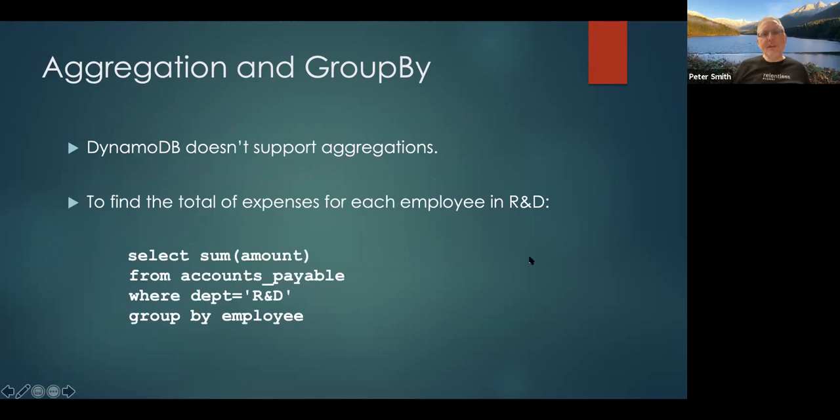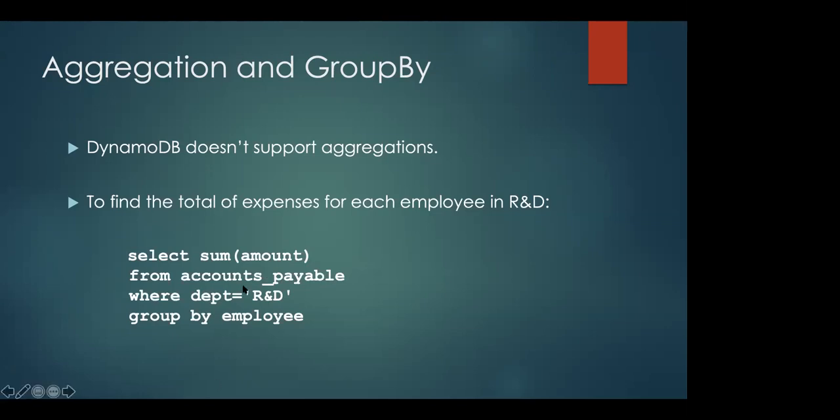So here's a very common example. If you're a SQL developer, you know exactly what this means, right? So select sum of amounts from accounts payable where department equals R&D group by employee. We do this sort of thing all the time. So what this is doing in a SQL database, let's just go through the process. It's starting with the accounts payable table, which is the table that I'll show you coming up. I haven't shown it yet.